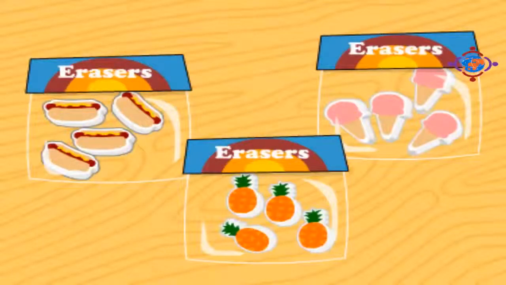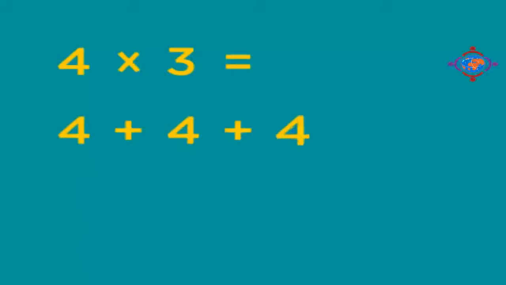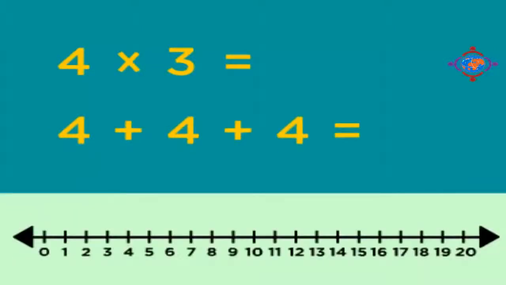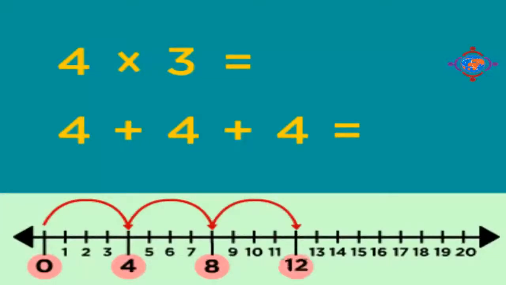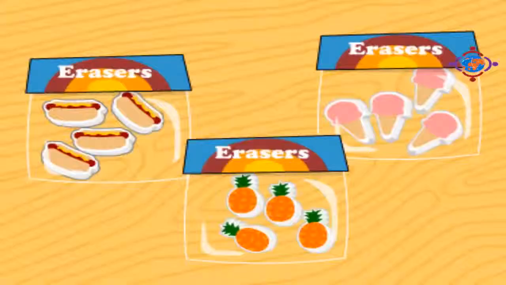There are 4 erasers in a pack. There are 3 packs. How many erasers are there in all? You can multiply 4 times 3, or add 4 plus 4 plus 4. You can use a number line to solve. Start at 0 and go up by 4 a total of 3 times. We have 12 erasers in all.